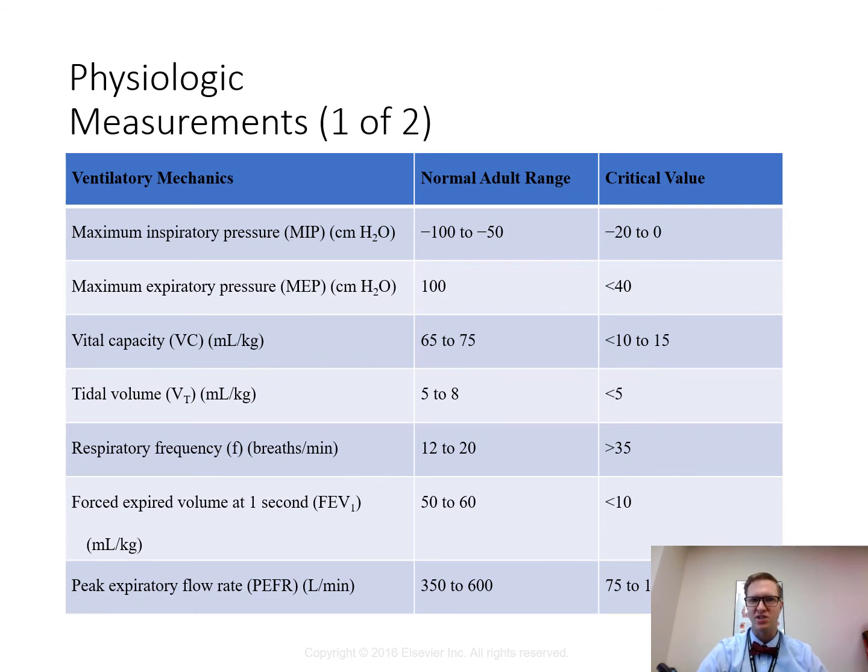The FEV1 is more useful for small airway function than peak expiratory flow. Peak expiratory flow is more general. So if you had to pick one, pick the FEV1%. That's where you're going to see these measurements. Do I expect you to know these? Absolutely, when we're starting to talk about such a subject as this.